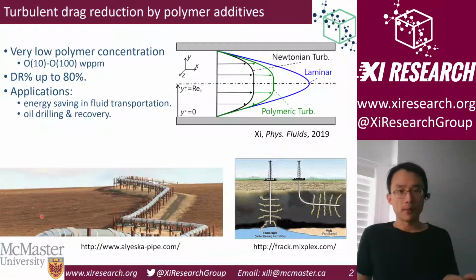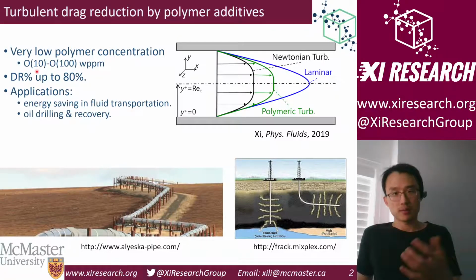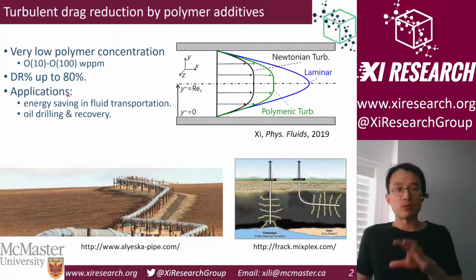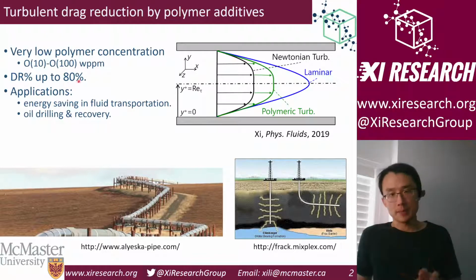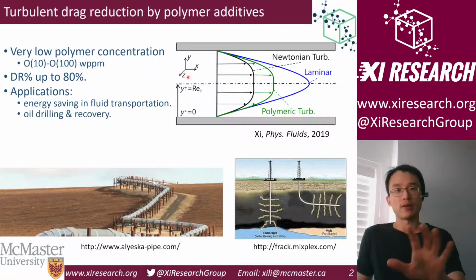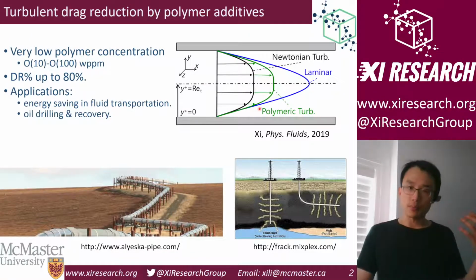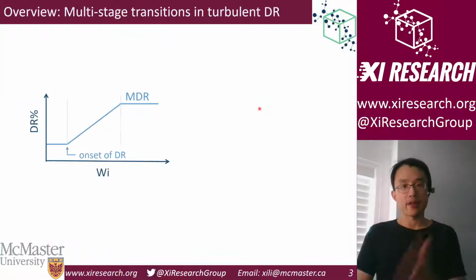We all know about the polymer drag reduction phenomena, which basically says that if you have a very low amount of polymer additives, which we are talking about 10 to 100 parts per million, and you add them into the solvent, you can significantly reduce the friction drag of a turbulent flow, and the reduction can be up to 80% in certain cases. That means for the same pressure gradient, for the same driving force for flow, the flow rate you get from dilute polymer solution can be much higher than that of a Newtonian turbulent flow. Obviously, this is an important problem both practically and theoretically.